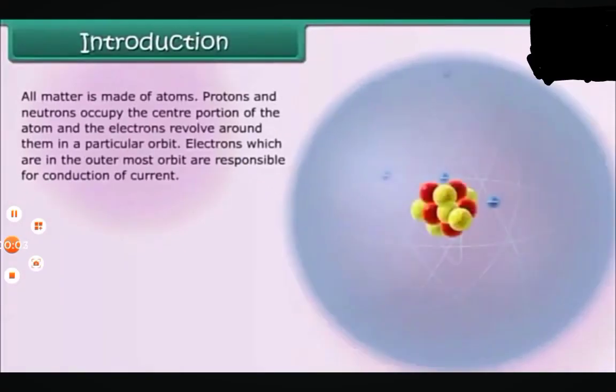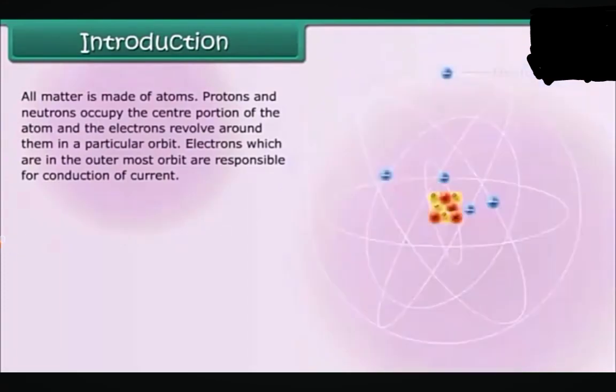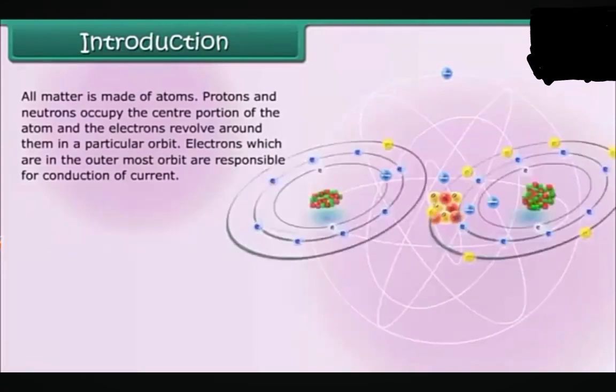All matter is made of atoms. Protons and neutrons occupy the center portion of the atom, and the electrons revolve around them in a particular orbit. Electrons which are in the outermost orbit are responsible for conduction of current.